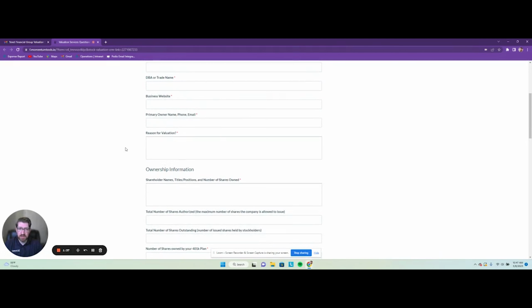Finally, the reason for valuation. Most of you will be filling out for your annual 5500 report filing. That is why we do the valuation for Tenant Financial Group. Feel free to plug that in.